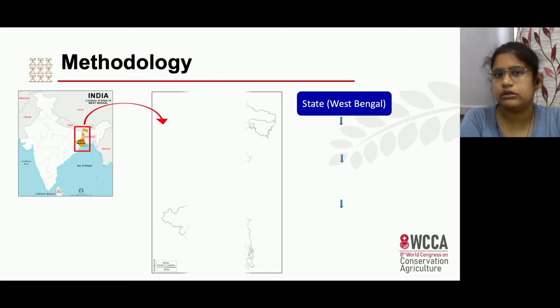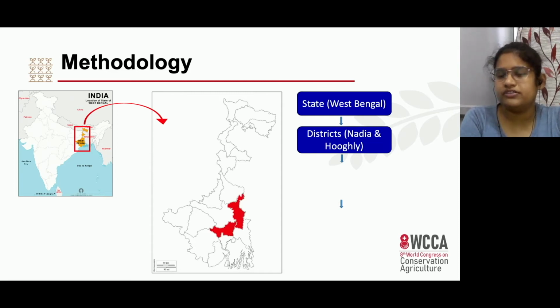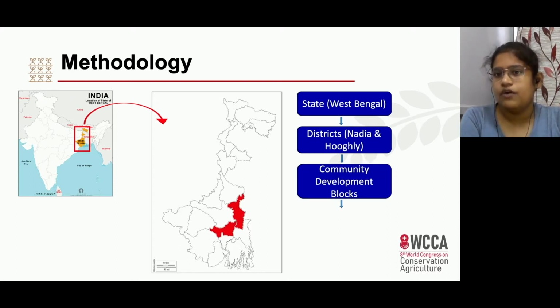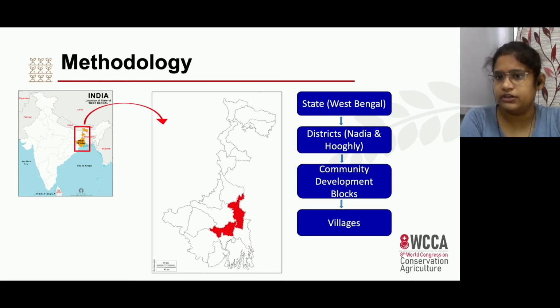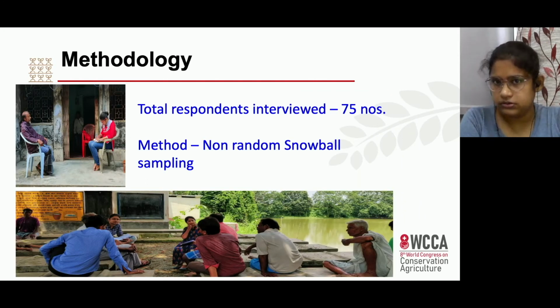The state of West Bengal was the place where the study was conducted. It is a promising agriculturally advanced state of the country. And the two agriculturally advanced districts, Nadia and Hooghly, were selected for the study, which also happen to fall in the alluvial zone of the state. From there, community development blocks and villages were selected. All these were done using the purposive selection method. And while selecting the respondents, there were 75 respondents who were practicing different degrees of conservation agriculture, and the method followed was the non-random snowball sampling method.